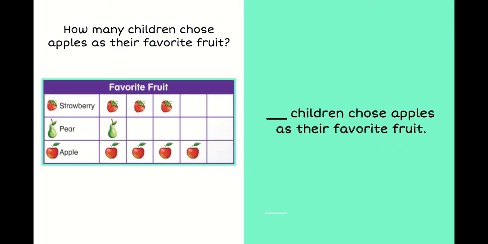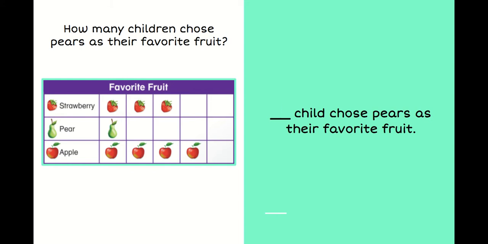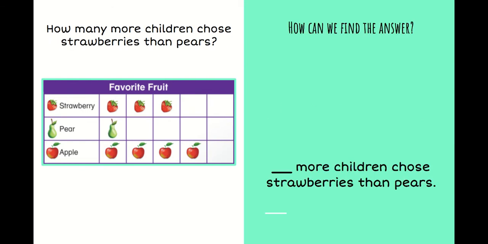So how many children chose apples as their favorite fruit? Well, I can come down here to the apple row, count 1, 2, 3, 4, and know that 4 children chose apples as their favorite fruit. Pretty simple. Well, how many kids chose pears as their favorite fruit? There's pear, there's 1, so 1 child chose pear as their favorite fruit.